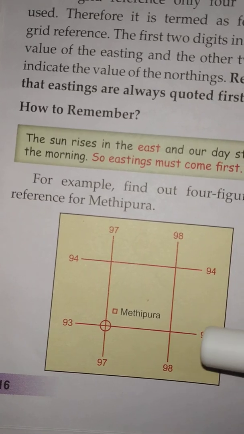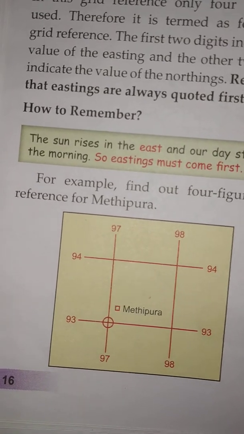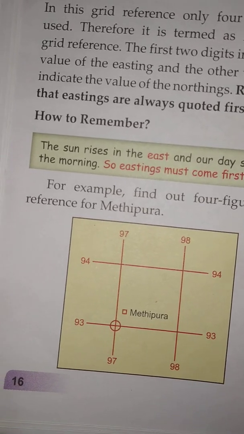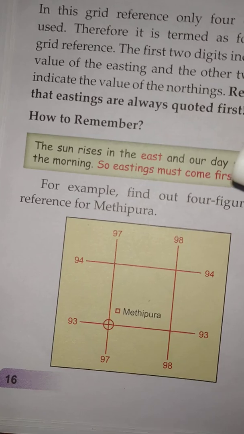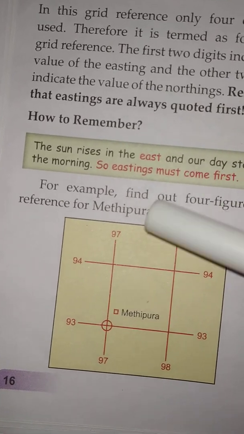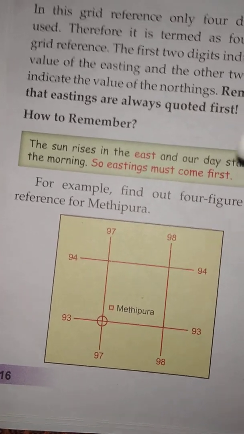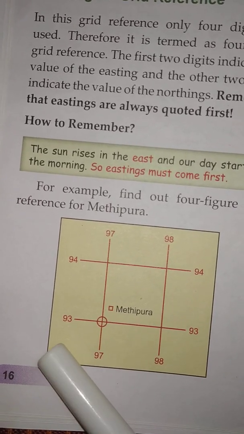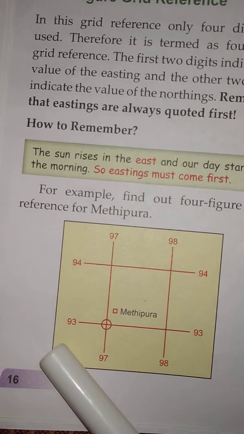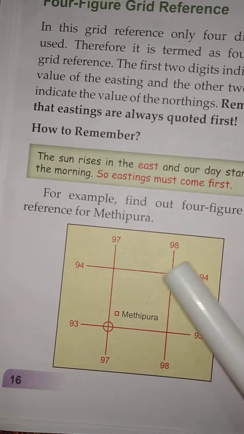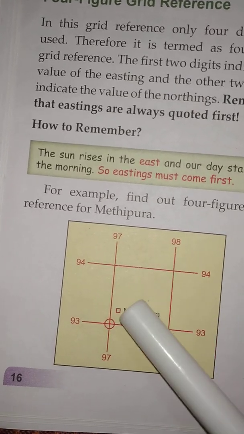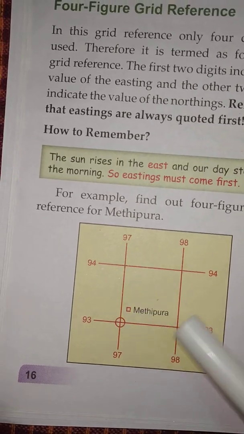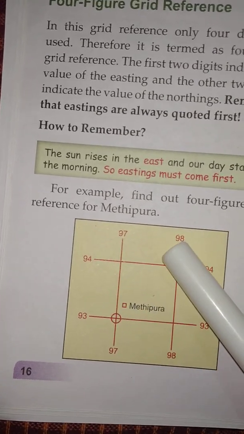Got it? But we have to write only a 4-figure reference. 4-figure means only 4 digits will be there. So which easting will we take for the 4-figure grid reference? Whenever we talk about a topo sheet, the topo sheet always starts from the southwest corner. Which corner? Southwest corner. Now see this grid. Methipura is there. Now where is the southwest corner of that grid?